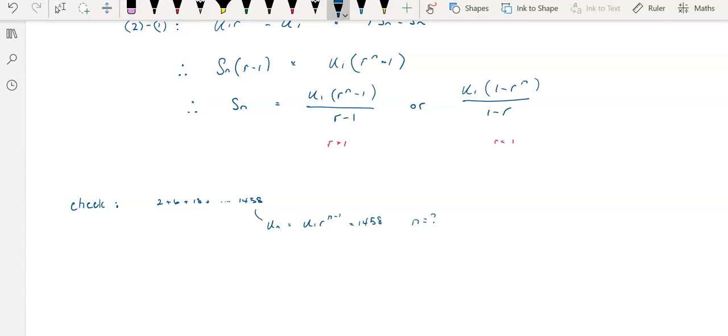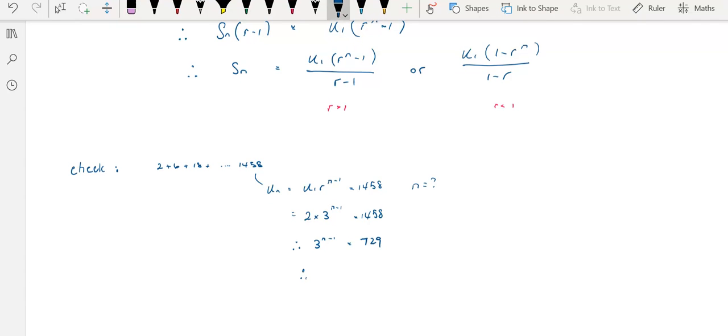Okay, so u1 I know, that's 2. R I know, that's 3. I'm just trying to find n. So if I run this through, I should be able to establish what n is. I know that n is an integer, so I'll be able to use trial and error, 729. So I know that 3 to the power of 6 is equal to 729. So I can say that n is equal to 7. So I have 7 terms. So this was all about just finding out how many terms I had.